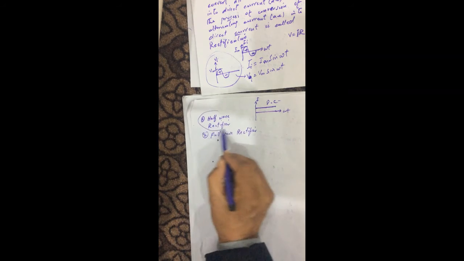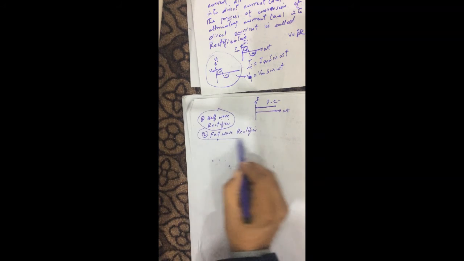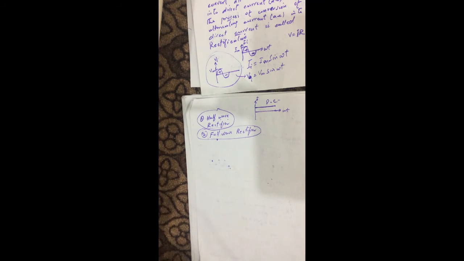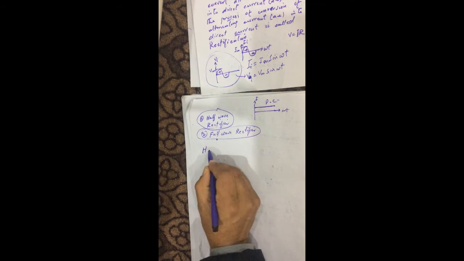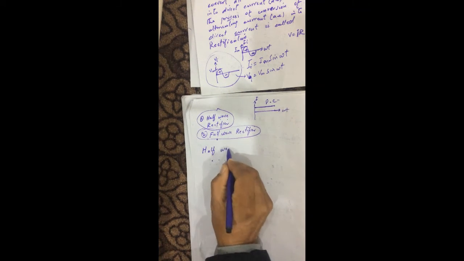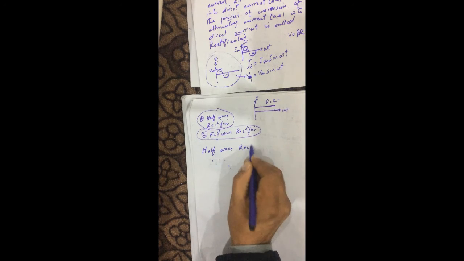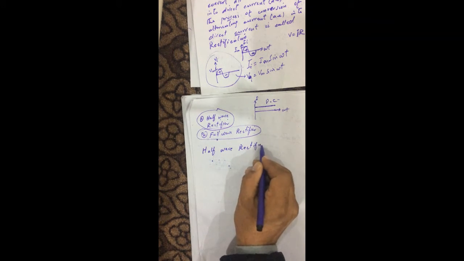There are two types of rectifier. One is called half wave rectifier and the other one is called full wave rectifier. So we start from half wave rectifier and then we will go through full wave rectifier. So first we will discuss about half wave rectifier.